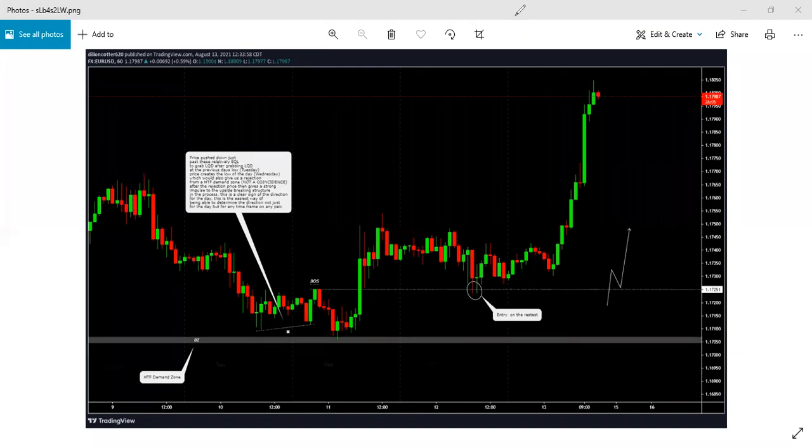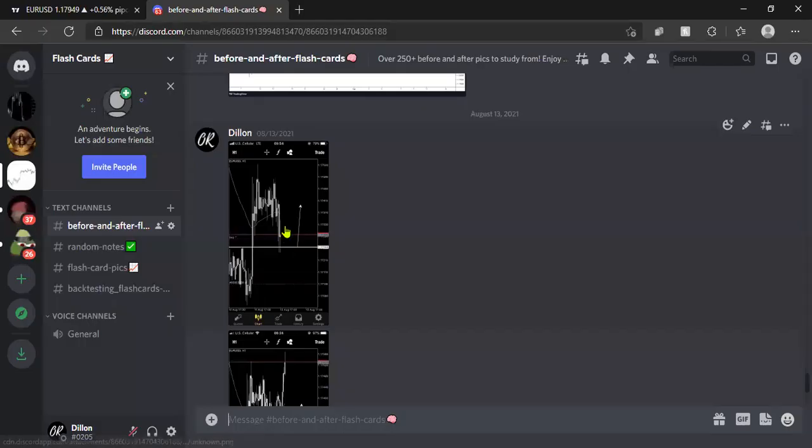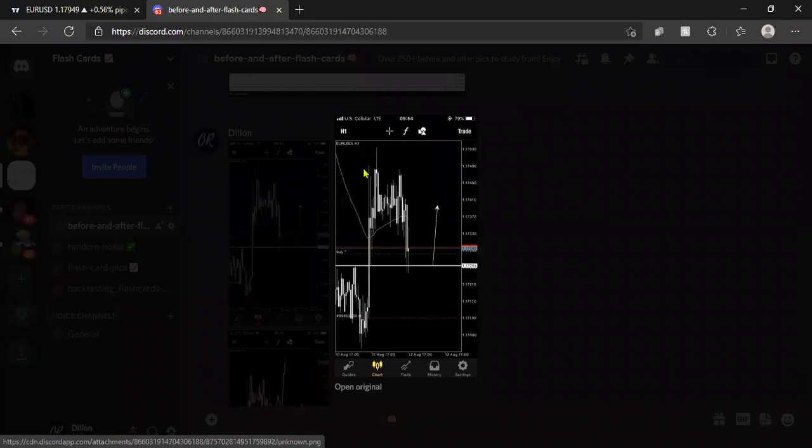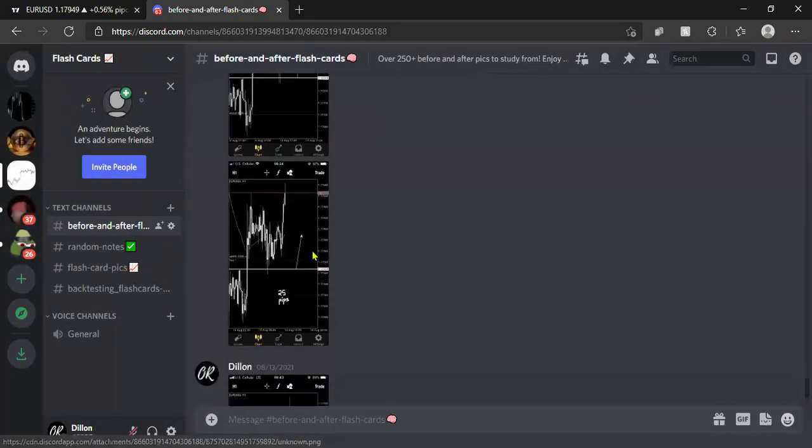So if we look at this setup here, I think you guys can see my screen here on Discord, right? Here was the before setup on Euro USD. We had bought right here. Here's the break of structure, strong impulse to the upside, and price came back to retest that previous structure.